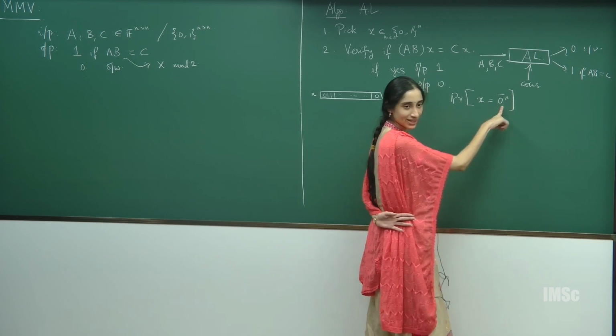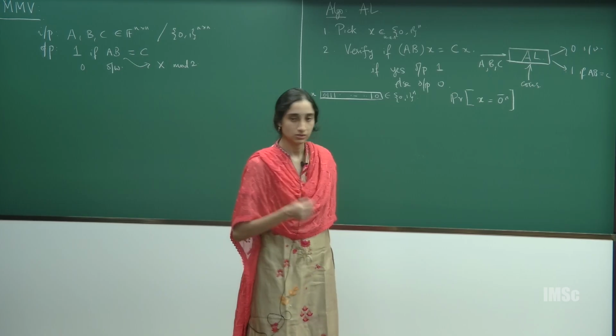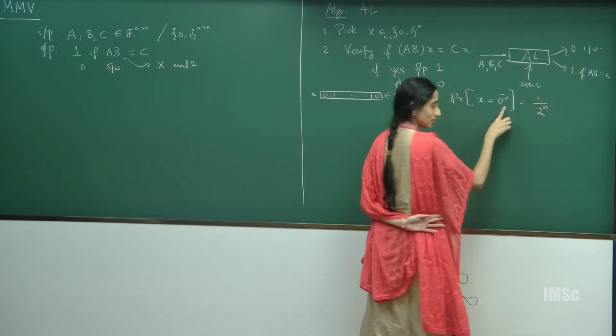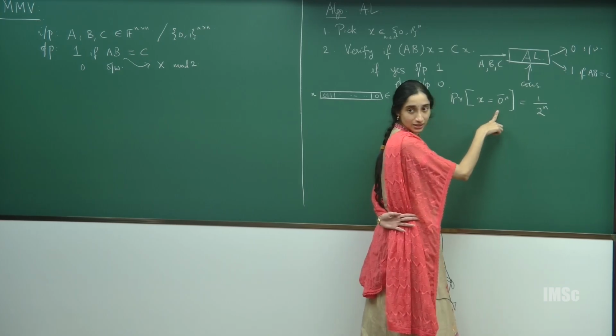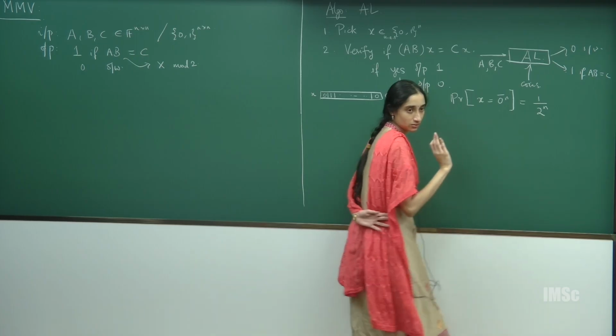So this notation is okay, right? n zeros. The probability is 1 by 2 to the n, right? Not just this, any bit string you fix here, the probability that x will be exactly that bit string is 1 by 2 to the n, right?